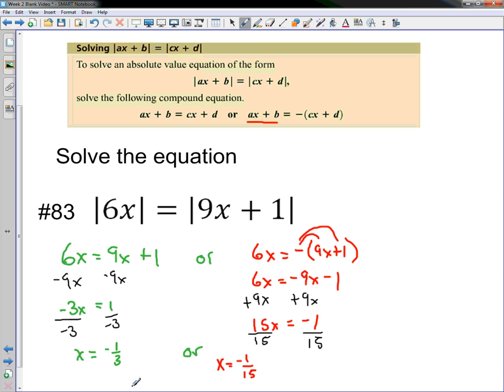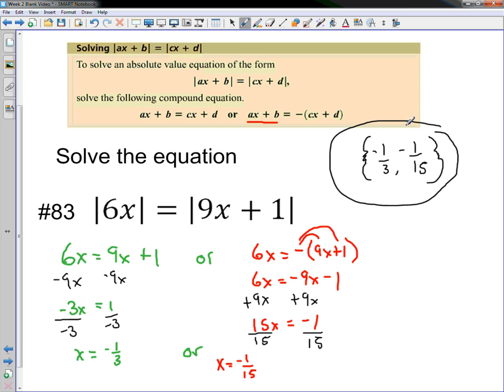So this is an OR statement again, so either of these can be considered solutions. So when I write my solution, I'm going to write it as negative 1/3, comma, negative 1/15. And that would be considered our solution for this problem. Since it's an OR statement, we're allowed to have both of them.